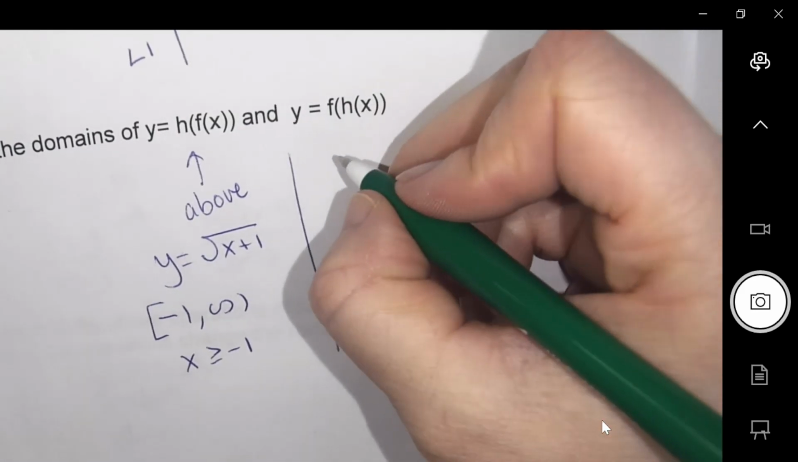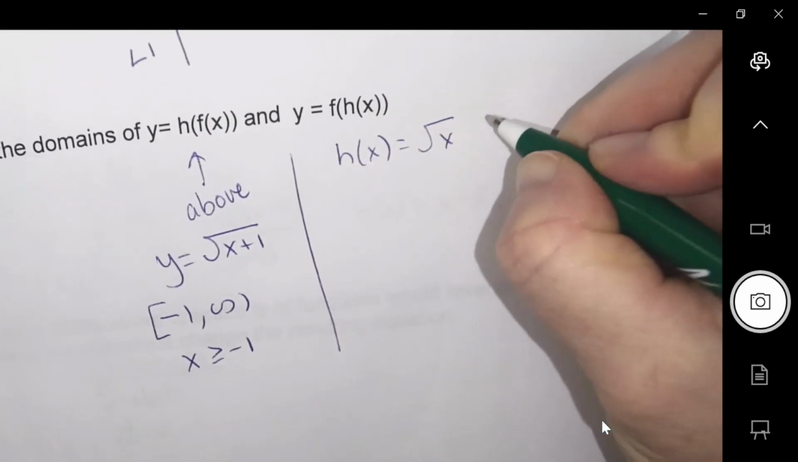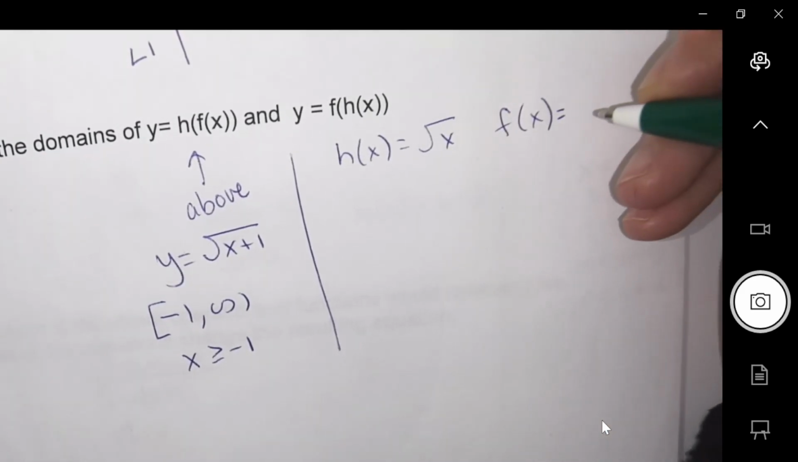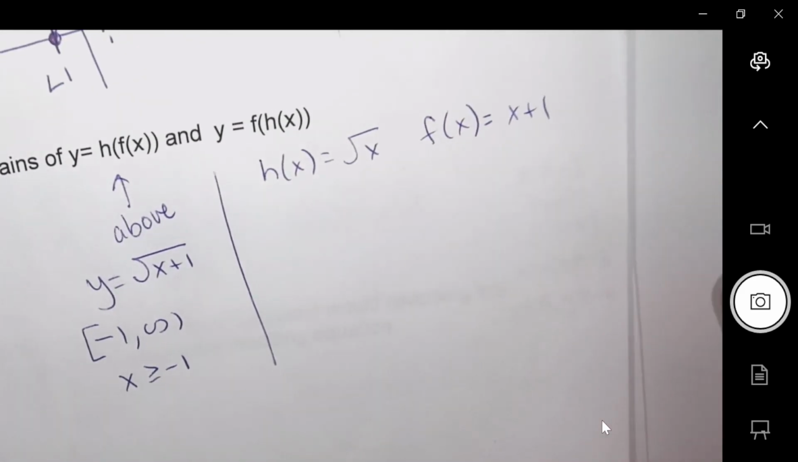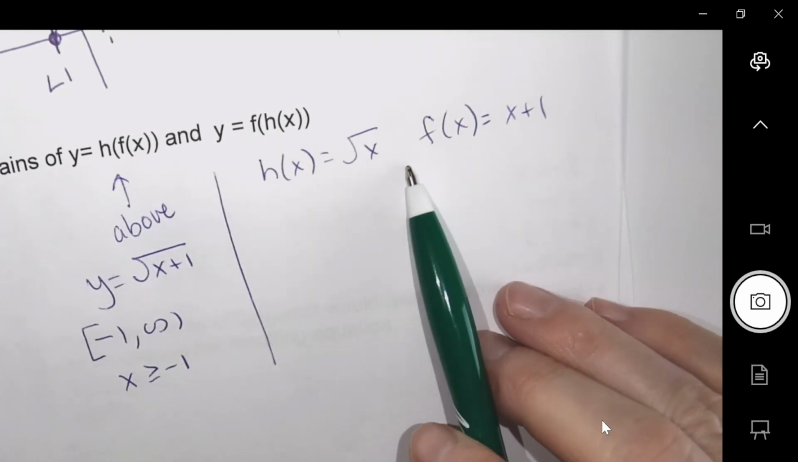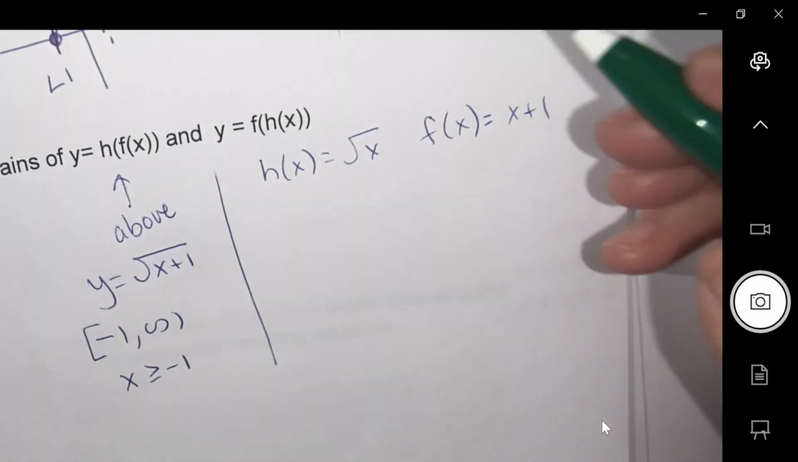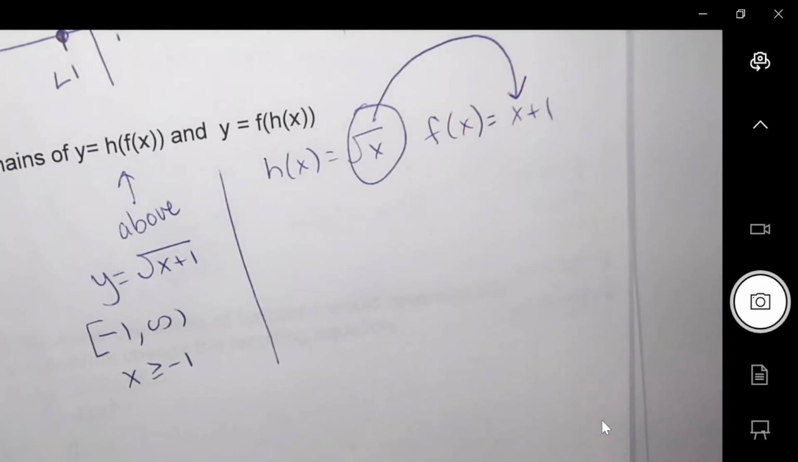Okay, so this one, let's figure this out. I'm just going to write them down here. So this one does the reverse order. You have to put the h into the f. The h goes into the f this time.